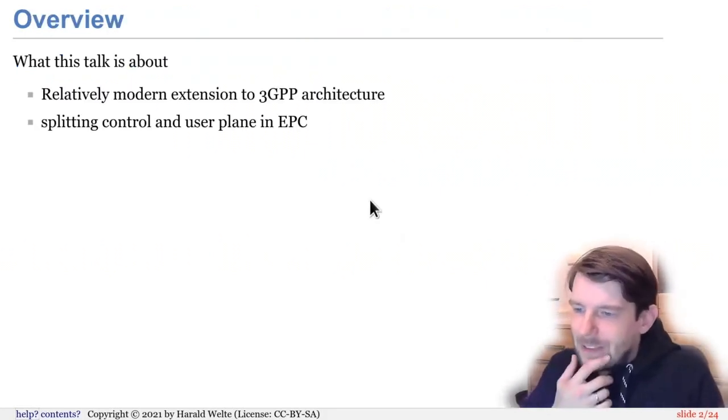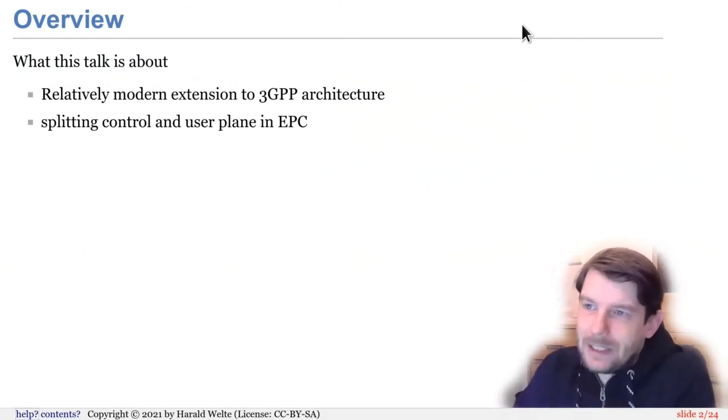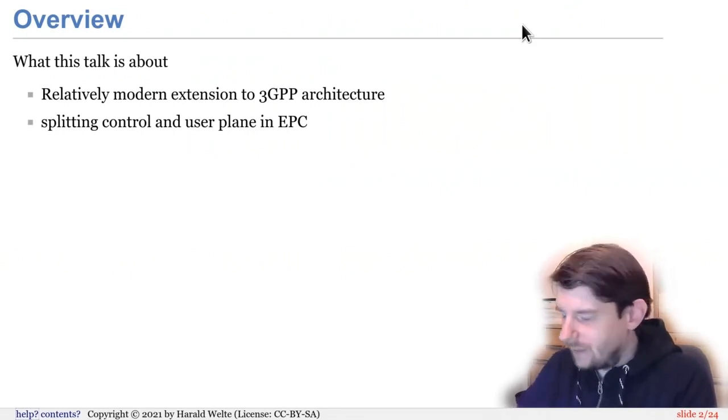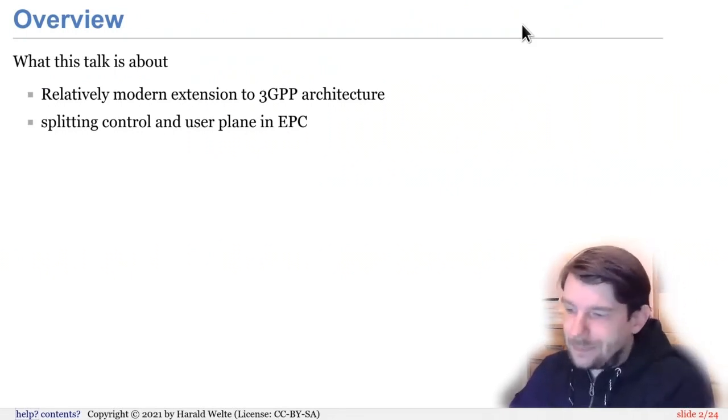So what is this about? It's about this relatively modern extension of the 3GPP architecture, which splits the control and the user plane in the evolved packet core. So the EPC, evolved packet core, is the acronym describing the 4G core network, consisting of basically 3-4 network elements, depending on what you want to look at. Here it's only about the packet data, so we're talking about the serving gateway, the SGW, and the packet gateway, PGW, and those can be split if an implementation decides to go with this control user plane split.